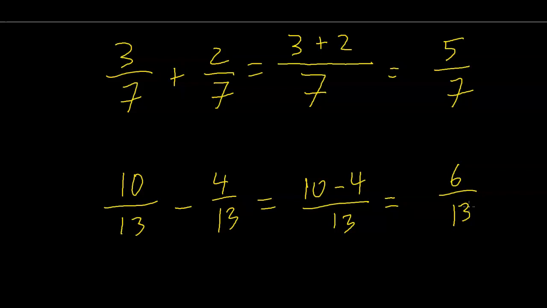So it's real easy if you're adding and subtracting fractions with the same denominator. You just keep the denominator and either add or subtract the numerators. Now let's take a look at a case where we might have different denominators. So let's say we had something like 7 over 4 plus 3 over 2.